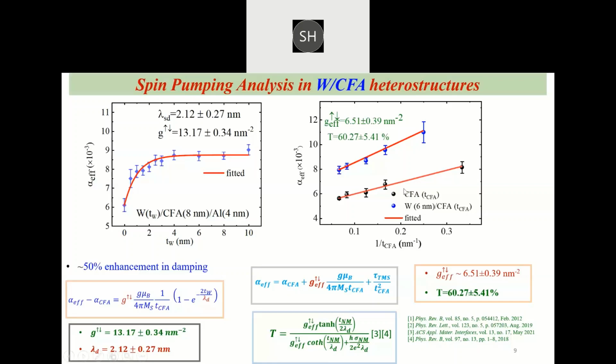In my result you can see that for the single layer CFA thin films also, with decrement in the CFA thickness or increment in 1 by CFA, we have observed enhancement in damping constant. And similar enhancement is also found when there is a tungsten layer below the CFA. So if we don't consider this effect, we'll say that all this enhancement is because of the spin pumping, and hence it will lead to a wrong value of G effective or enhanced value, which is not the case. This is basically to separate out the spin pumping contribution from that contribution that is arising from the ferromagnetic itself.